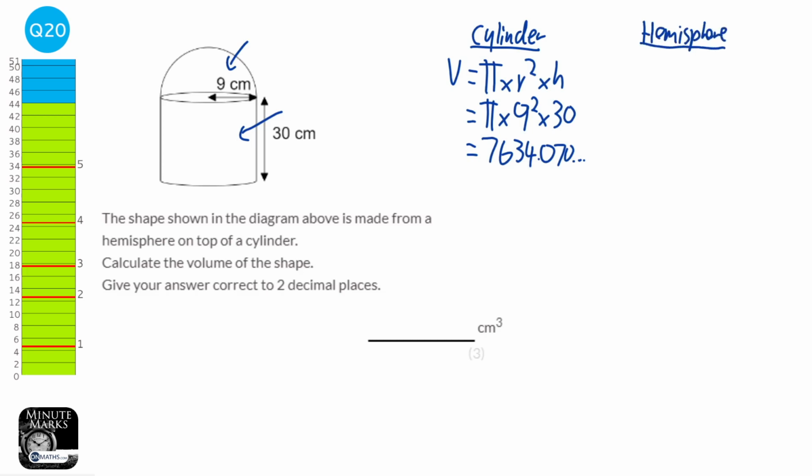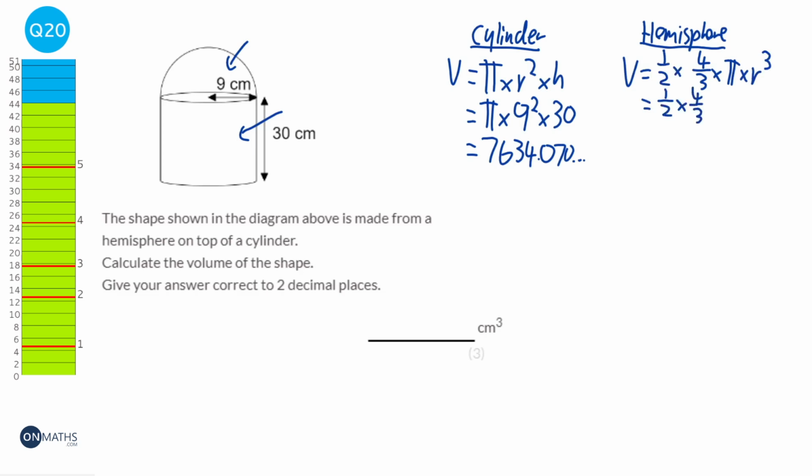Next is the hemisphere. To find the volume of the hemisphere, well, the volume of a sphere is 4/3 times pi times r cubed. But because it's a hemisphere, we just times that by a half. So it's half times 4/3 times pi times r, which is the radius, which is 9 cubed. And that gives us 1,526.814, and so on.